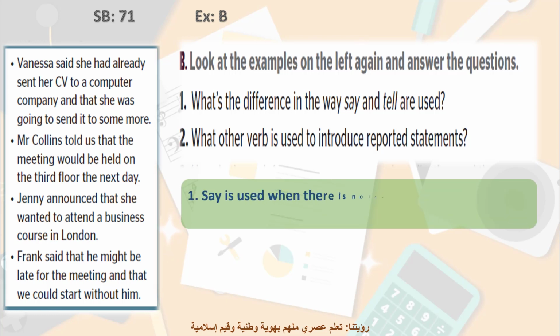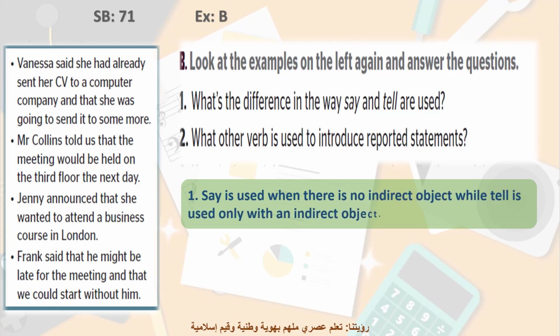Here is an answer. Say is used when there is no indirect object, while tell is used only with an indirect object. Notice the difference between the first sentence and the second sentence. The first sentence: Vanessa said she had already sent her CV to a computer company. However, in the second sentence, the word told is used. And notice that told is followed by an indirect object, which is us. Told who? Told me, told you, told us, told whosoever. I think it's clear now.